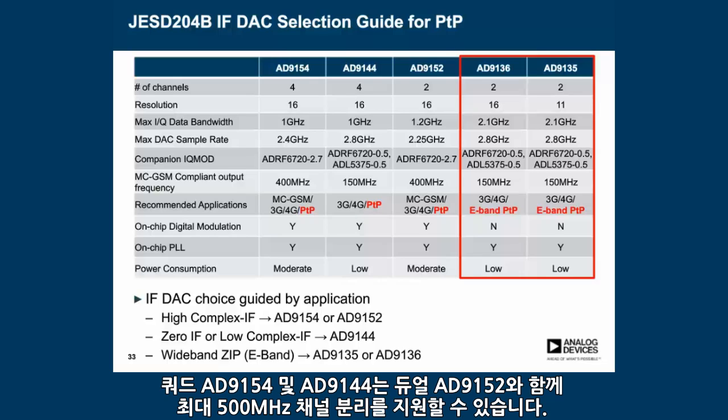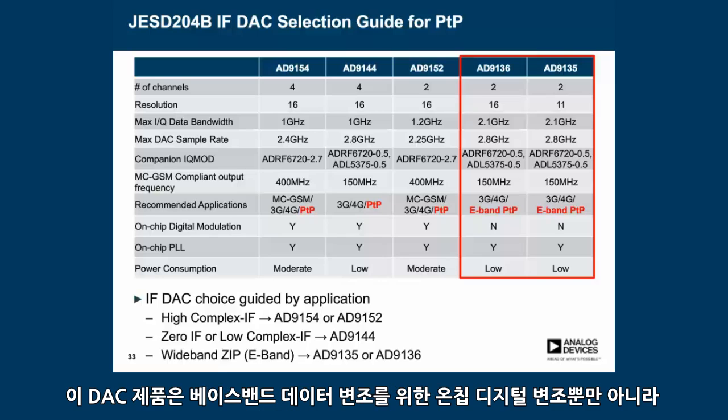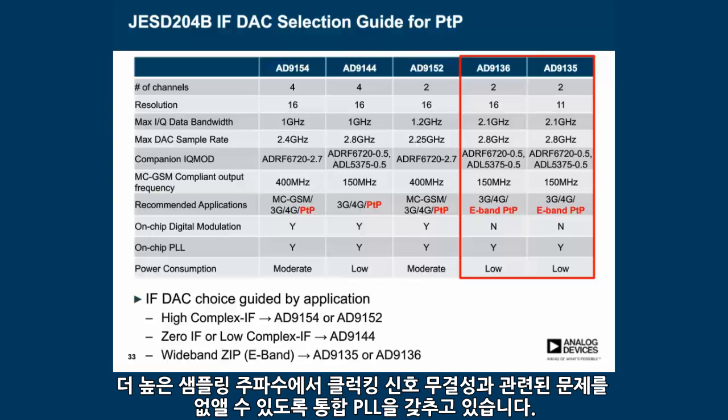The quad 809154 and 809144, along with the dual 809152, can support the E-band systems up to 500 MHz channel separation. They have companion IQ quadrature modulator chips also available from ADI to enable a full signal chain design. These DAC products have on-chip digital modulation for baseband data modulation internally, as well as an integrated PLL to eliminate the concern regarding clocking signal integrity at the higher sample frequencies.